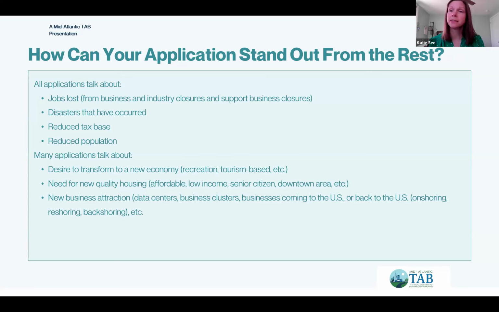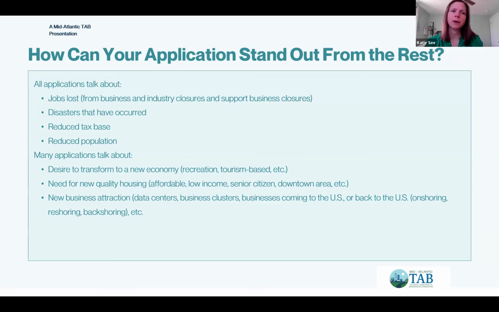The reduced tax base as a result of closing industry and the reduced population. So when you hear these things in a bullet list, it just reads kind of dull, right? But if you're really going to talk about setting your application apart, you need to really emphasize why it's so important and unique in your community and how that struggle has been an exceptional challenge for your community.